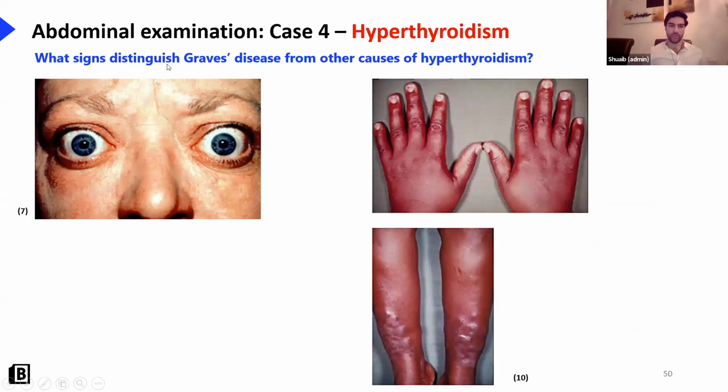We went over this briefly. What signs distinguish Graves from other causes of hyperthyroidism? So eye signs, and thyroid acropachy, where you get clubbing and soft tissue swelling of the fingers, and pretibial myxedema, where you get soft tissue swelling of the shins. Those are the three signs which help you distinguish Graves from the other causes of hyperthyroidism. You don't get these in other causes of overactive thyroid.